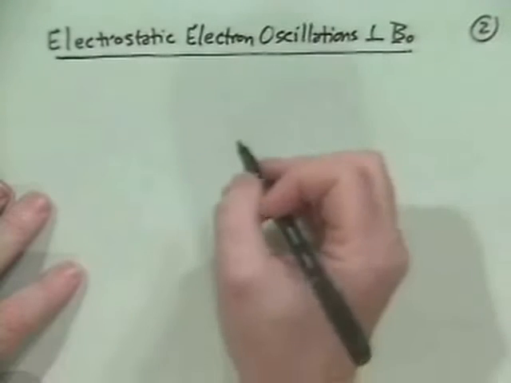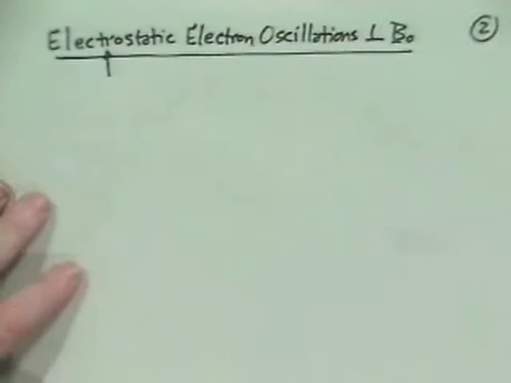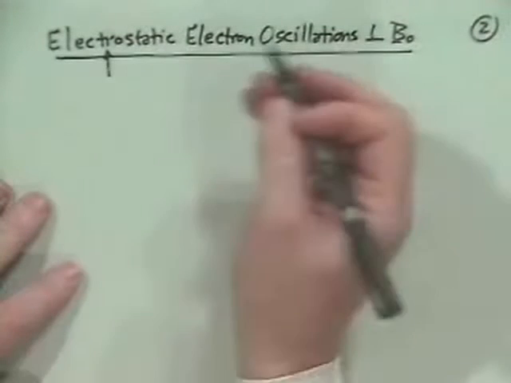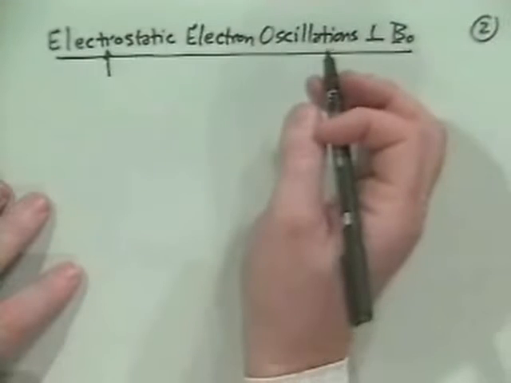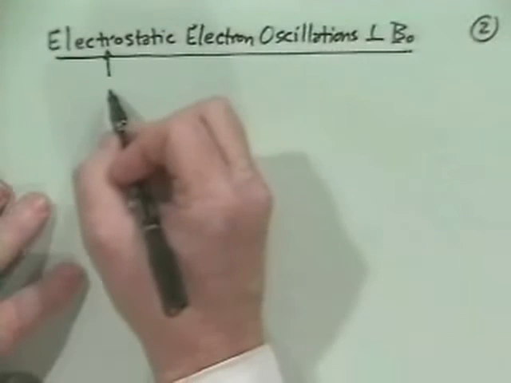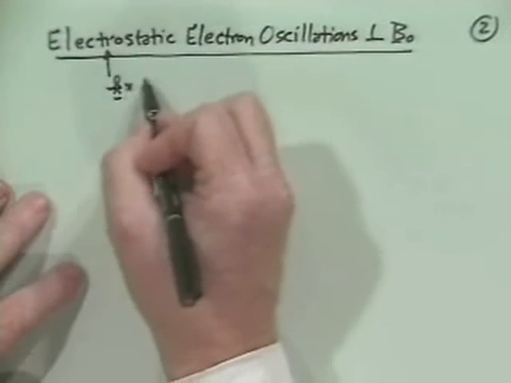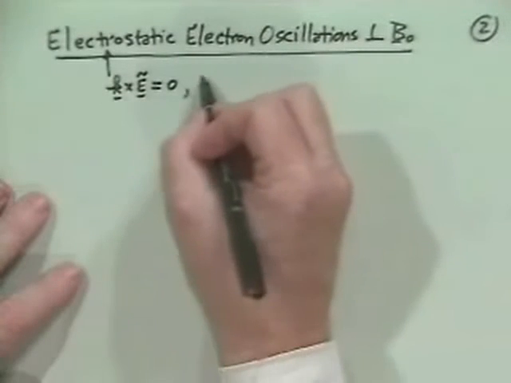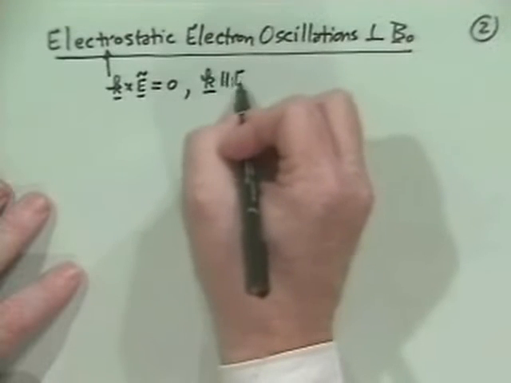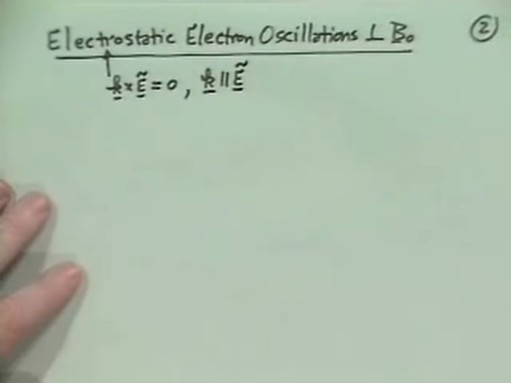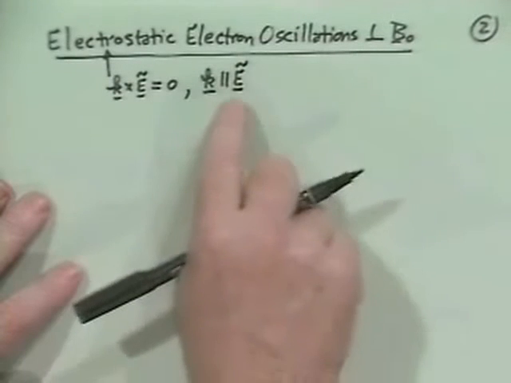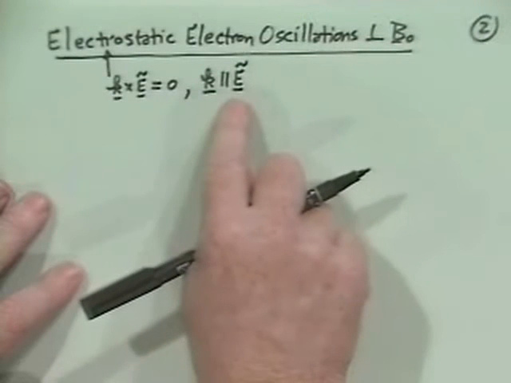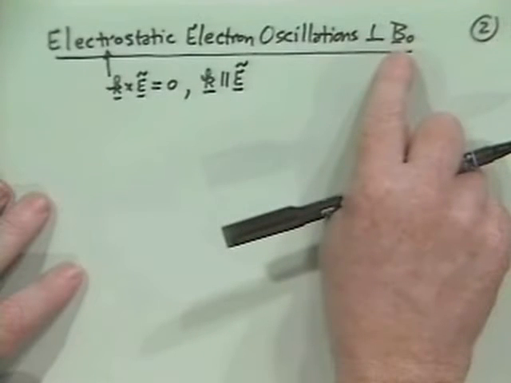Now, electrostatic means what? Well, it means that curl of E is zero, E is derivable from the gradient of a scalar potential. But what it really means for us is that k cross E tilde is equal to zero. Therefore, the k vector is parallel to the electric field perturbation vector. So k and E are going to be in the same direction, but both are going to be perpendicular to the magnetic field.